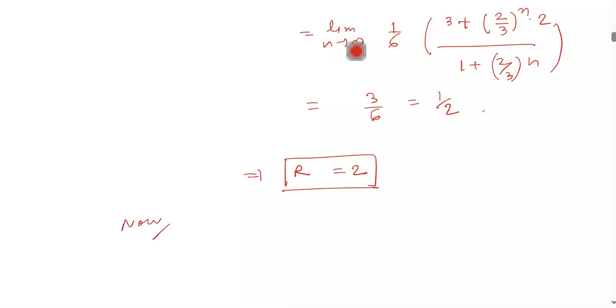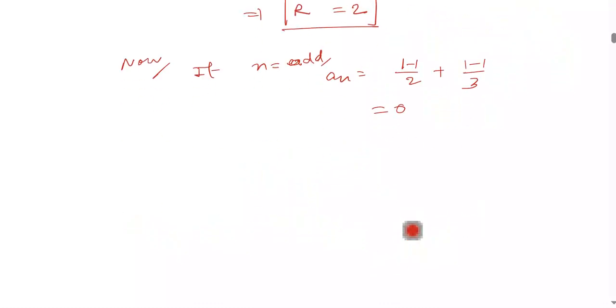Now if n is odd, what is an? 1 minus 1 by 2 plus 1 minus 1 by 3, that is equal to 0. From here you can say 1 by R is equal to limit n tends to infinity of an power 1 by n, that is equal to 0. From here R equal to infinity.